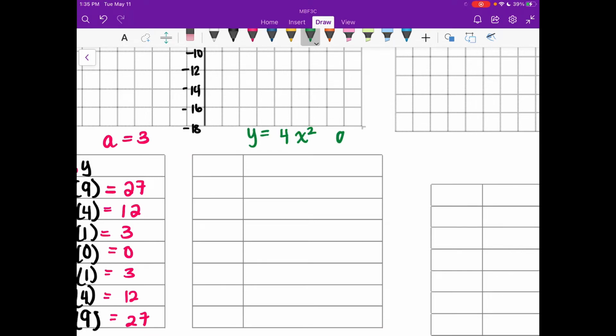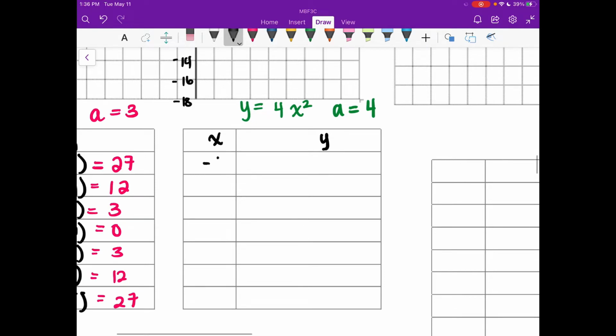This is a good time to pause this video and think, okay, what is the a value here? It's the number that's in front of the x squared, which is going to be 4. I'm going to keep my x's the same, and I like to just write in my y's right off the bat so that I have them here ready to go. I'm going to do -3, -2, -1, 0, 1, 2, 3. I'm going to do 9, 4, 1, 0, 1, 4, 9.